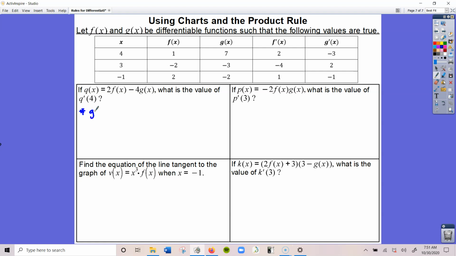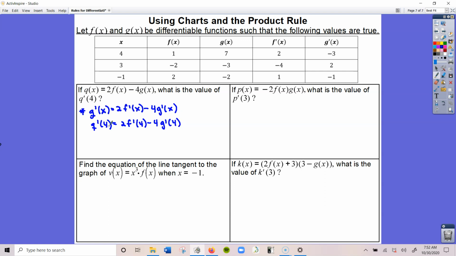So first I need to find q prime of x. Now, when you look at q of x, none of these are products. Whenever you have a number that is being multiplied to a function, remember that that's just a constant which tags along with the derivative. You don't have to apply the product rule for this one. So this would just be 2f prime of x minus 4g prime of x. And now we can plug in the 4. So q prime of 4 is going to equal 2f prime of 4 minus 4g prime of 4.